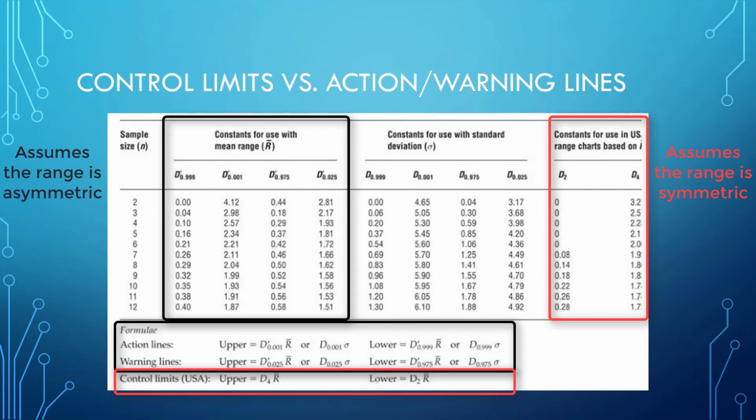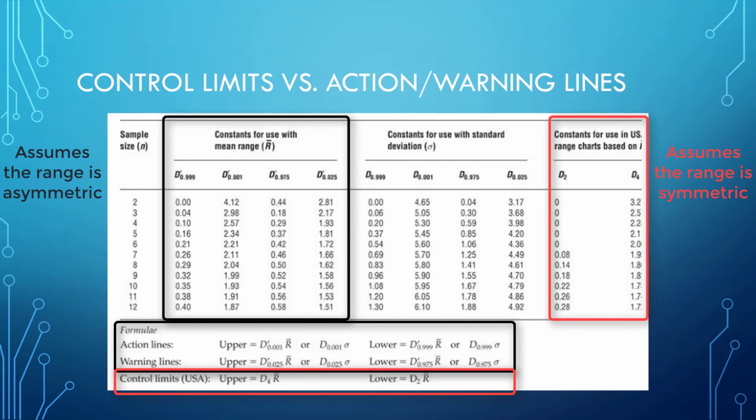If we look at the multipliers for the lower action limit in these 2 techniques, the one that assumes symmetry is smaller, which means that that control limit will be further away from the mean than the one that we've studied where range is not symmetric. So in that case, the range that is not symmetric would be more sensitive.